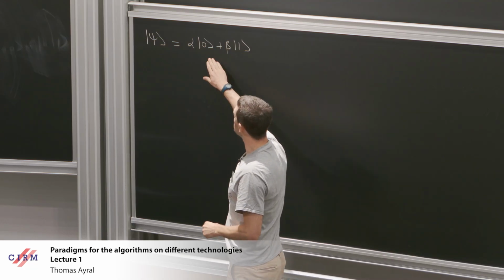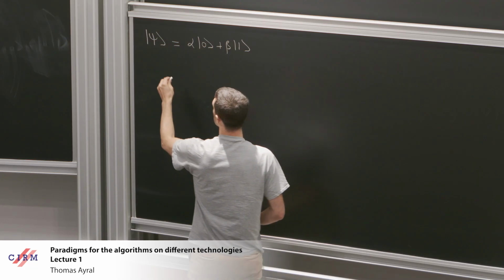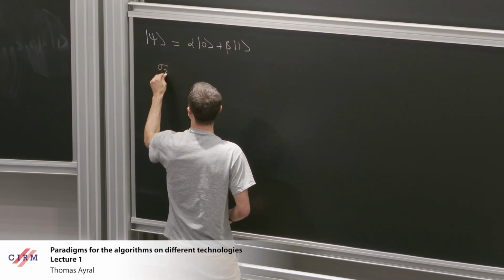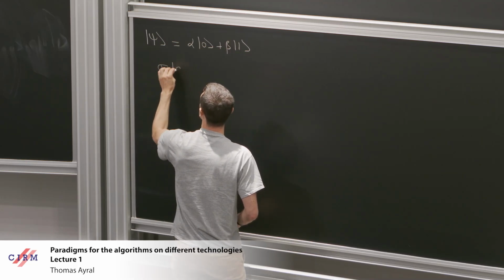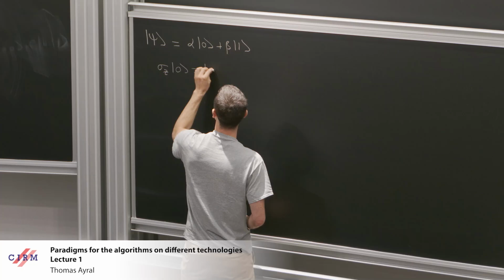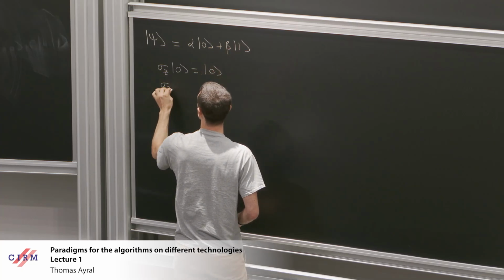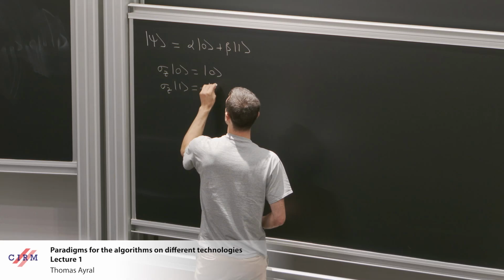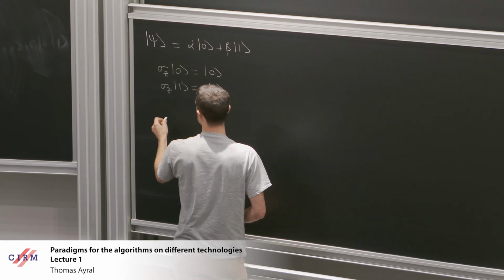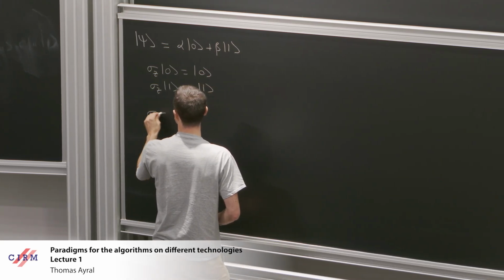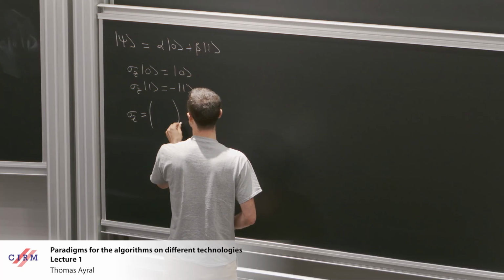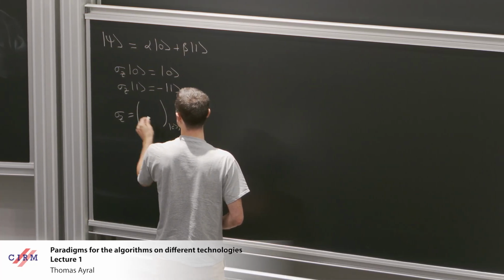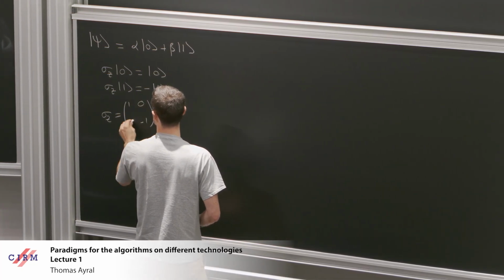And the definition of the 0 and 1 is usually taken to be the eigenstates of an operator that is called sigma z, such that sigma z applied on 0 is 0 and sigma z applied on 1 is -1. And you will also see that sigma z, if I write it in the basis of 0 and 1, is, of course, this matrix.